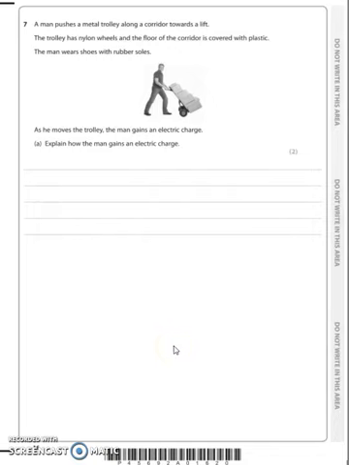This is June 2016, paper 2, question number 7. A man pushes a metal trolley along a corridor towards a lift. Here he is, looking very happy. The trolley has nylon wheels and the floor of the corridor is covered with plastic. The man also wears shoes with rubber soles. As he moves the trolley, the man gains an electric charge. Explain how the man gains this electric charge.